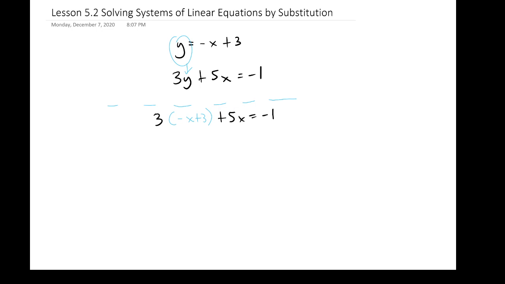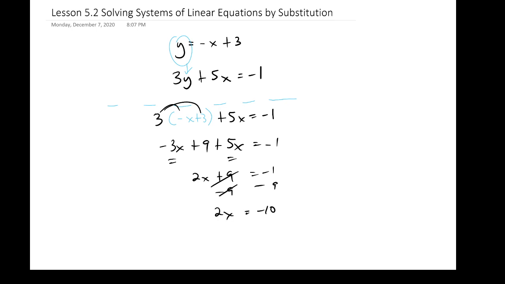Now let's take a look at what we have. Now I have one equation that's in one variable, and we're great at solving these. So let's go ahead and distribute there. Negative 3x, 3 times positive 3 is 9, plus 5x is equal to negative 1. Okay, and we're going to combine our like terms. Negative 3x and 5x is going to be 2x plus 9. It's going to be equal to negative 1 minus 9. So 2x is going to be equal to negative 10, and x is going to be equal to negative 5.